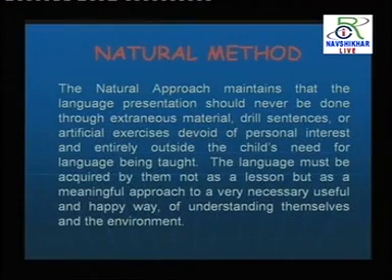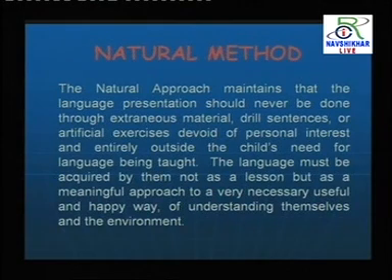The natural approach maintains that the language presentation should never be done through extraneous material, drill sentences or artificial exercises devoid of personal interest and entirely outside the child's need for language being taught. The language must be acquired by them not as a lesson but as a meaningful approach to a very necessary, useful and happy way of understanding themselves and the environment.